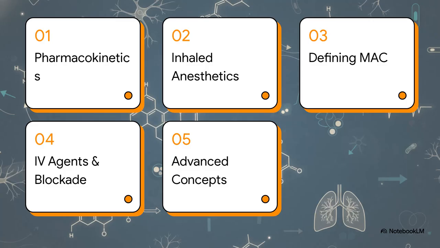So here's the game plan. We're going to move fast through 5 key areas. First up, the basics of how drugs get around the body. Then we'll tackle the dynamics of our inhaled agents. After that, we'll get into the weeds on MAC, what it is and what changes it. We'll cover some essential IV drugs and neuromuscular blockade, and then wrap up with a couple of advanced clinical concepts you absolutely see every single day.